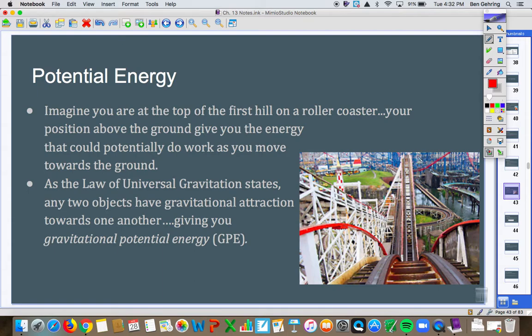Today, we're going to talk about things like if you're on a roller coaster and you get to the top of the first hill. You know, if you've ever been to an amusement park, typically the roller coasters, the very first hill is the biggest. And that's because that stores all your energy. So your position above the ground can give you energy that can move the coaster the entire way.